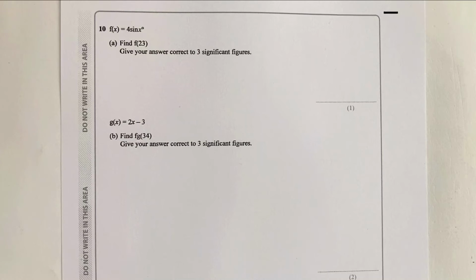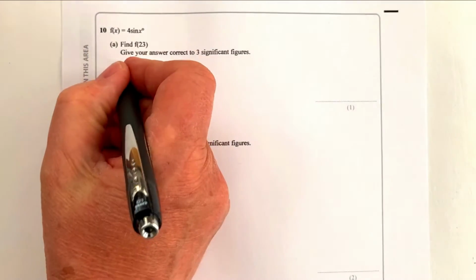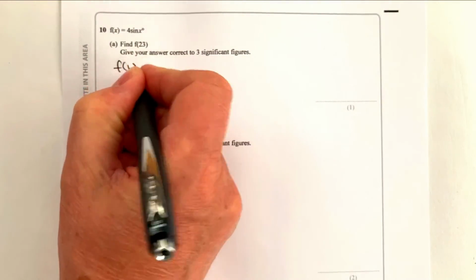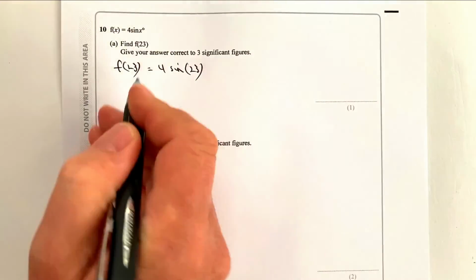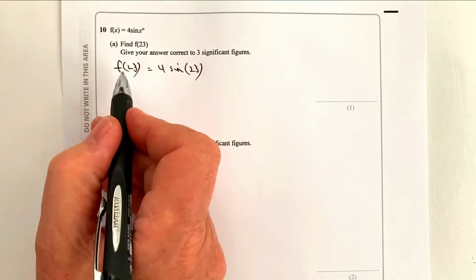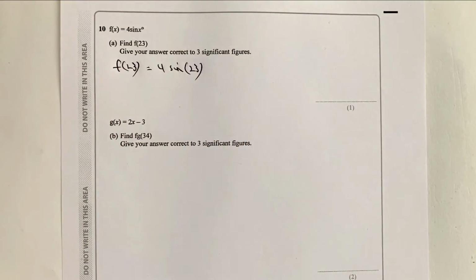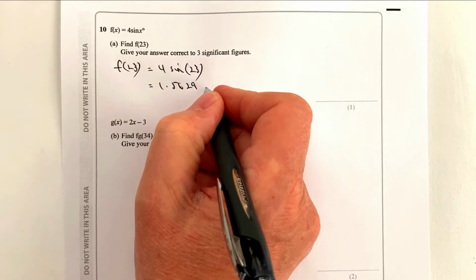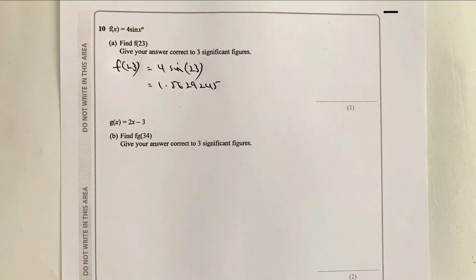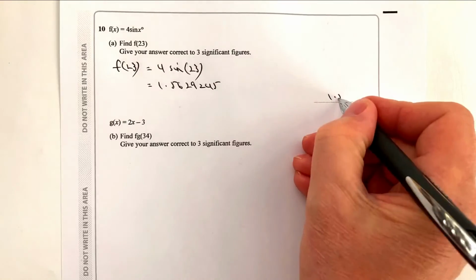Okay, so this one, you've got f of x equals 4 times sine of x degrees. Find f of 23. All it means really is put 23 into that particular formula. So f of 23 is where you've got 4 sine of 23. Okay, so all we're doing is substituting that x for 23. Okay, put that into your calculator and you're going to get 1.5629245. To 3 significant figures, the third significant figure is 6, so it's going to be 1.56.